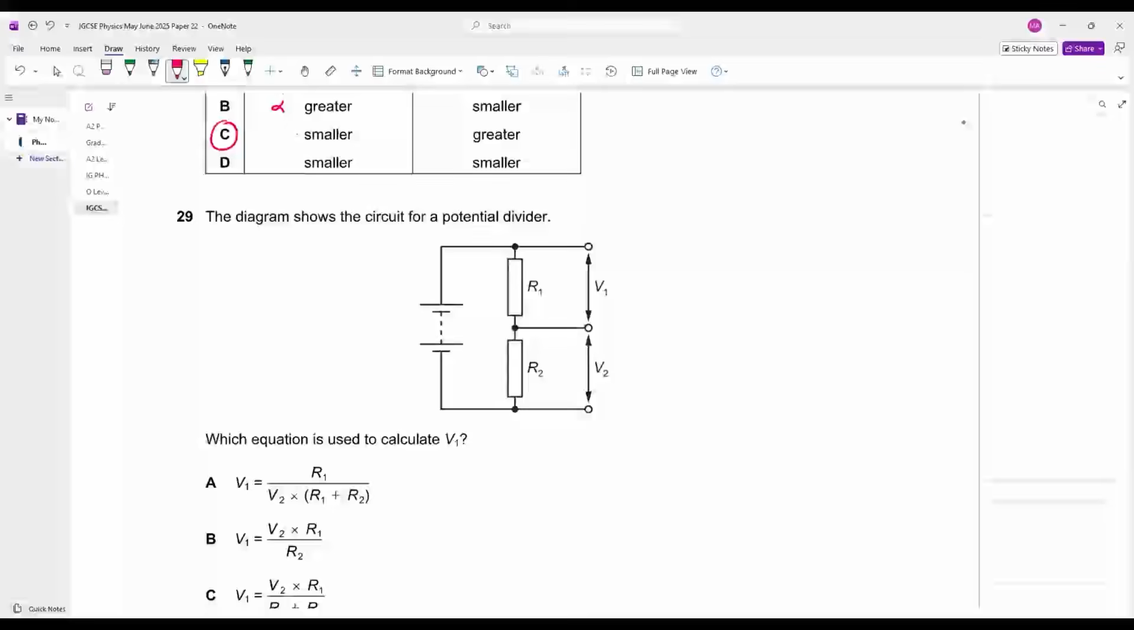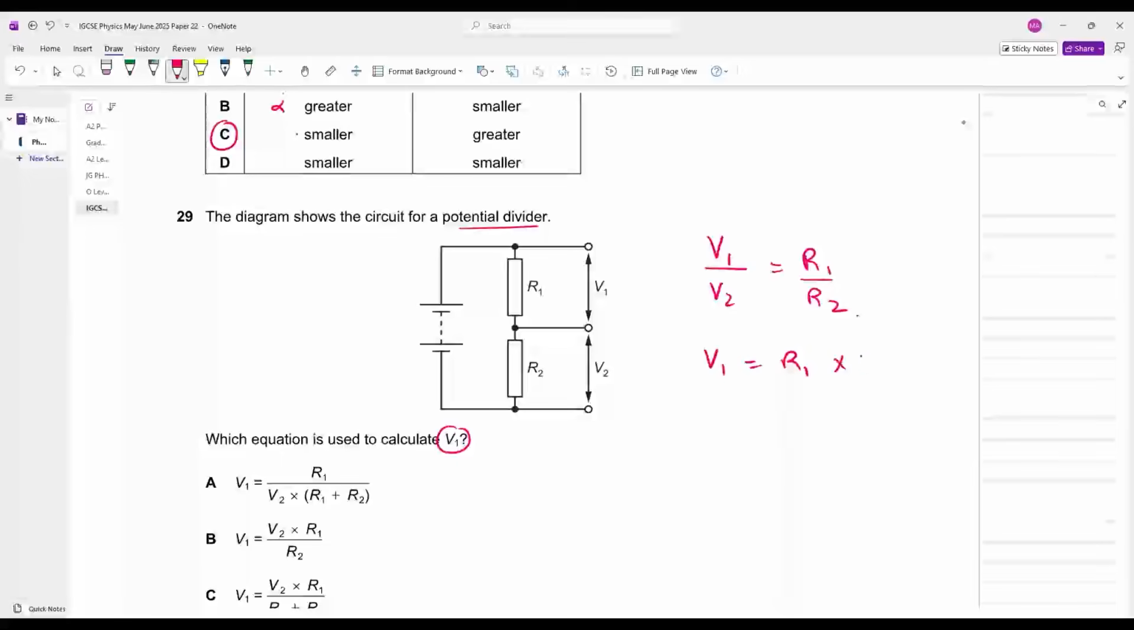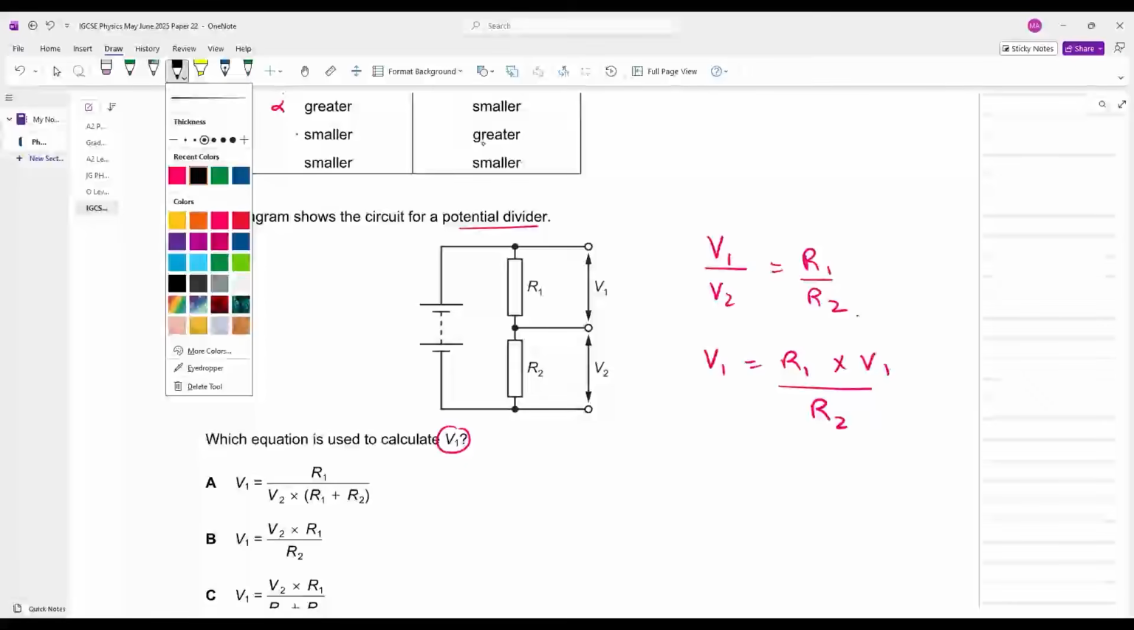The diagram shows the circuit for a potential divider. Which equation is used to calculate V1? Can you realize that we studied this equation for the potential divider? V1 over V2 is equal to R1 over R2. We have to calculate V1. How will we do that? Multiply V2 to the other side. V1 is equal to R1 into V2 divided by R2. This is the equation for potential divider.